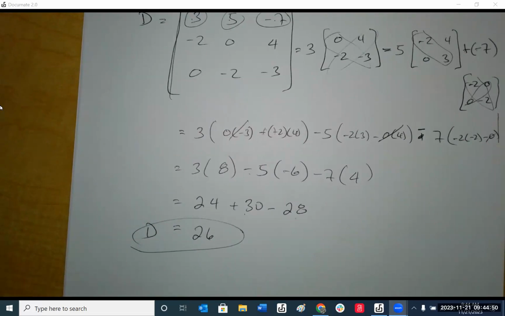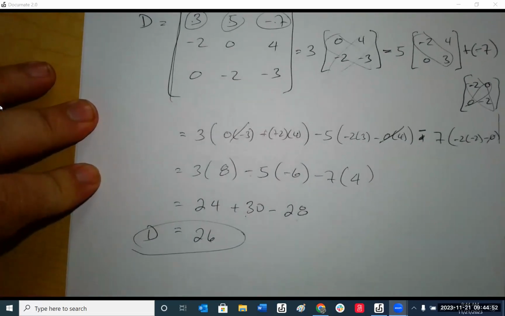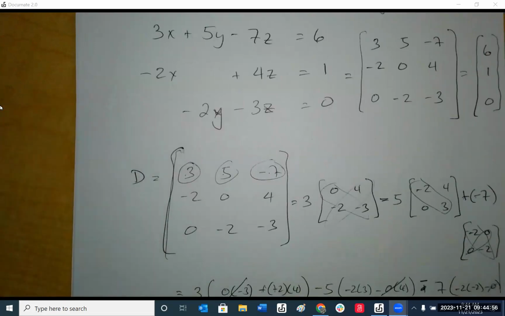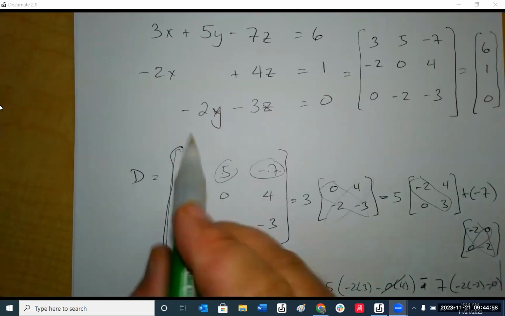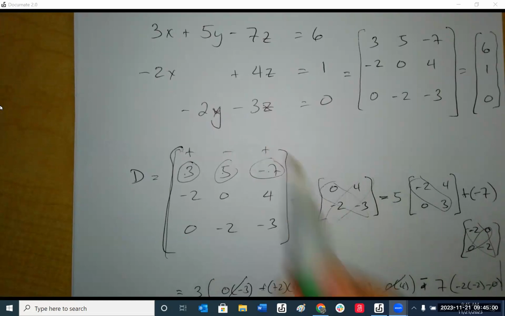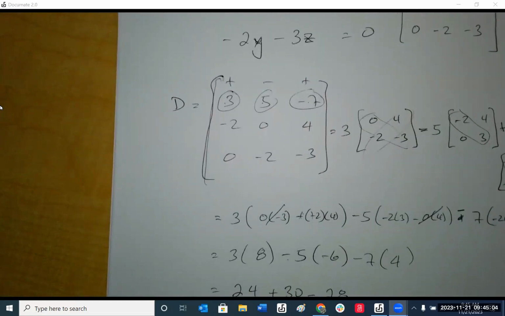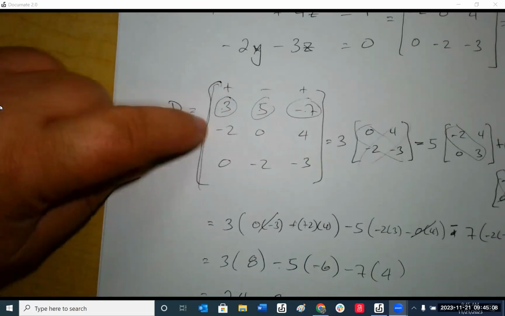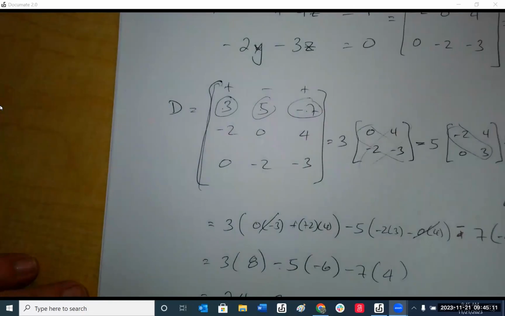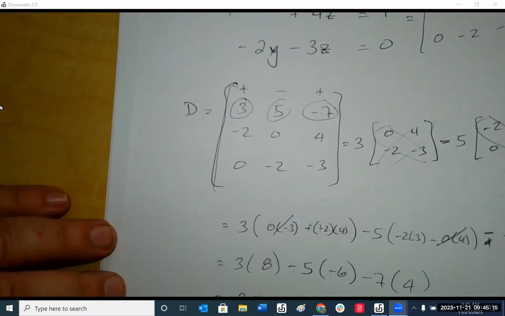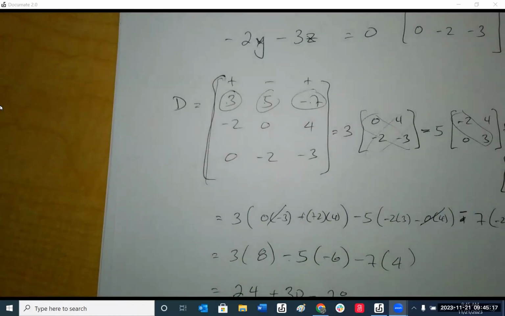For dx, you would take the answer, put it in the x column, do the same thing. Remember, it's positive, negative, positive. There's also another way you could do this bigger one. Yeah, we'll say that for another day.